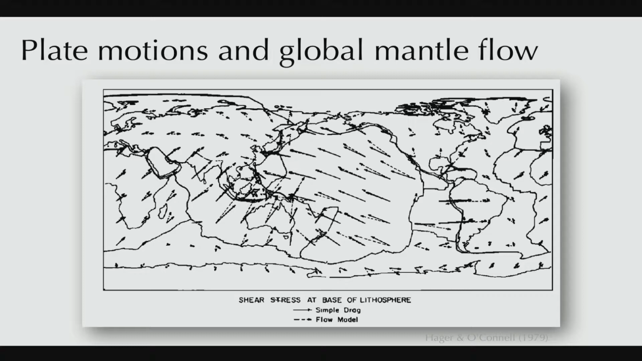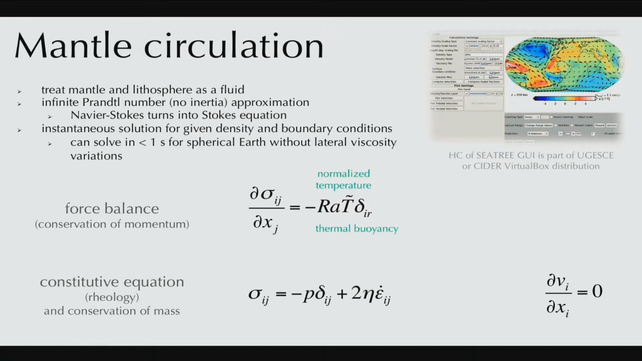So let's do this. Let's look at plate motions and actually compute mantle flow, going back to Hager and O'Connell on a sphere. Now for this, we use the equations I just discussed. We have the force balance, and we look, for example, at non-dimensionalized temperature times the Rayleigh number, which falls out if you non-dimensionalize the system. That gives you the thermal buoyancy. We again use some constitutive law, and as I mentioned earlier, if viscosity only changes with depth, we can solve this in less than a second in terms of its global flow.